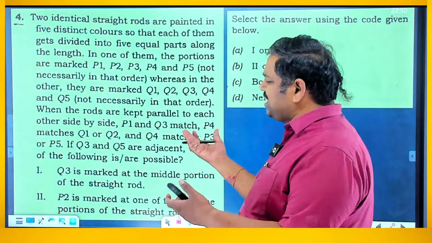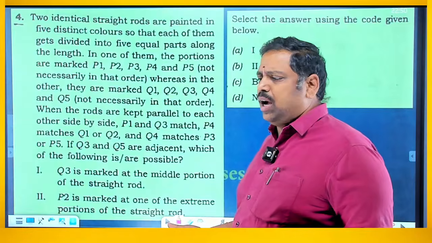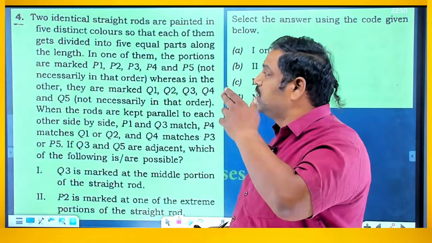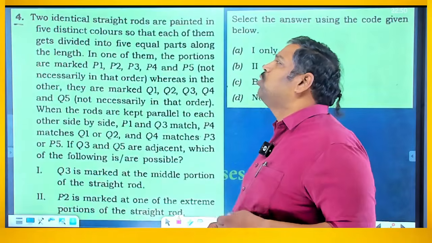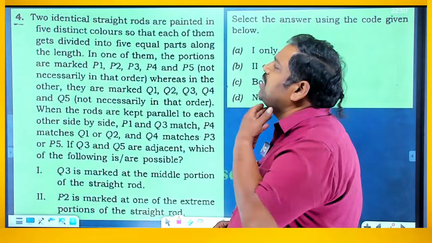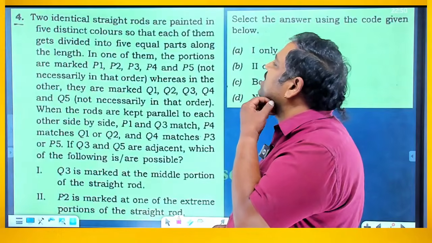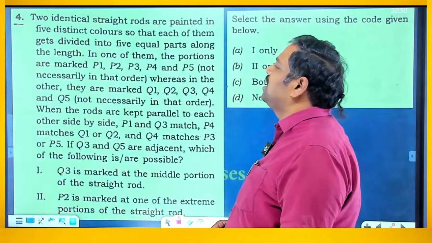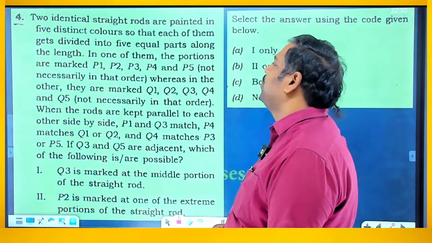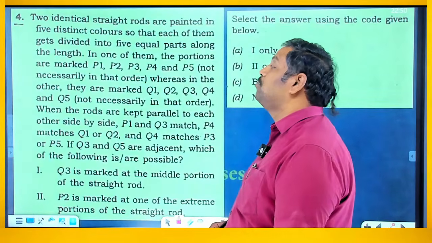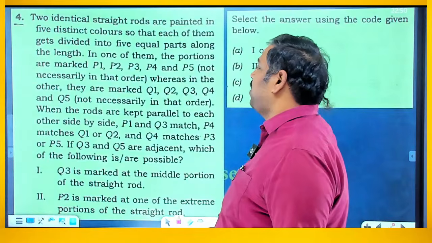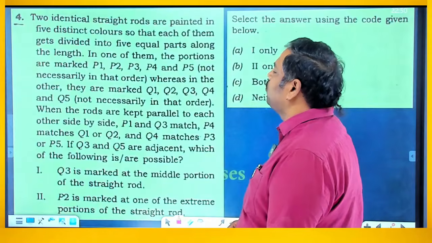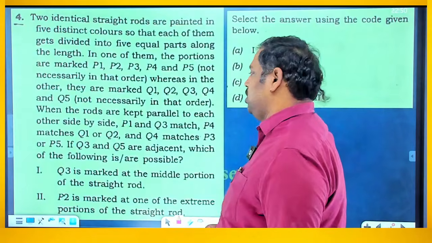Yeah, this is a funny question he has given. I thought some students were misled or shocked by this problem, but it's a very simple problem. Two identical straight rods are painted in 5 distinct colors so that each of them gets divided into 5 equal parts along the length. In one of them, the portions are marked P1, P2, P3, P4, P5, not necessarily in that order, whereas in the other, they are marked Q1, Q2, Q3, Q4 and Q5, not necessarily in that order.